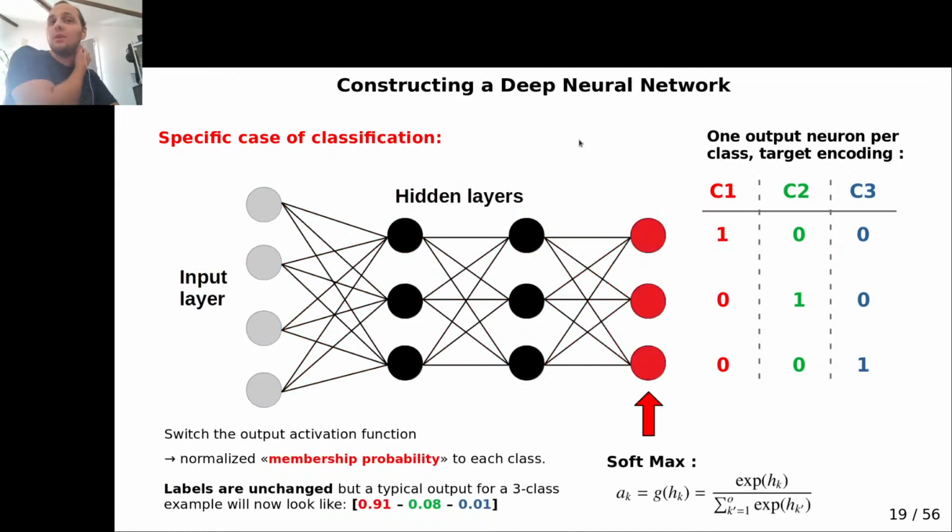But we can go a bit further by switching the activation function of this output layer. In our case, we use a softmax activation function, which is as well a very classical activation function, which allows us to construct a normalized membership probability to each class. So even if the labels will be unchanged and will still look like the example here, a typical output for a class 1 example will be more like this one, with 0.91 for the neuron corresponding to class 1, saying that we have very certainly identified this object to be of the first class using the network.